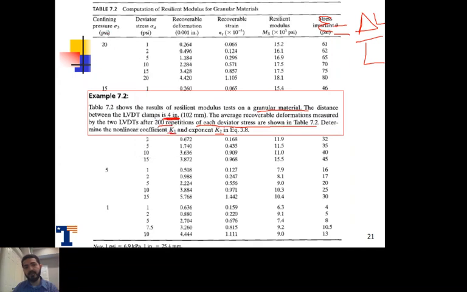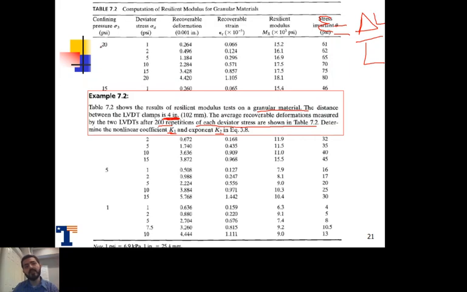So this table here shows you the confining pressure, sigma 3, and then this is the deviator stress, sigma d. This is what's actually applied. We apply, and then this is what's measured, the recoverable deformation, and then this is the recoverable strain, and then this is the resilience modulus, and then this is the stress invariant. So let's understand this table. This is very important to understand.